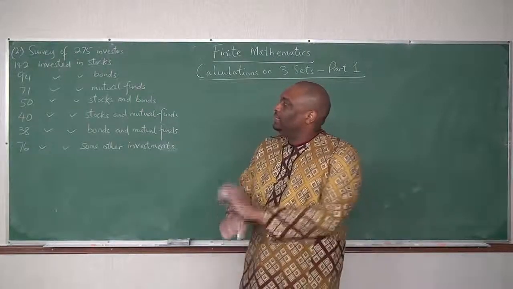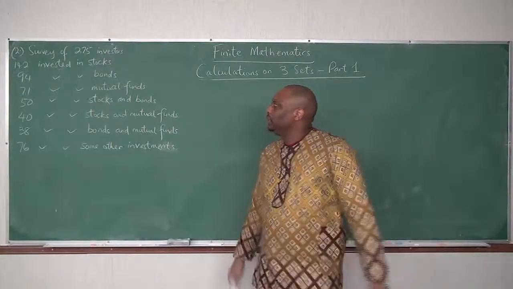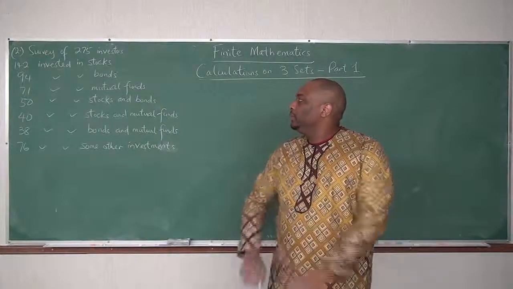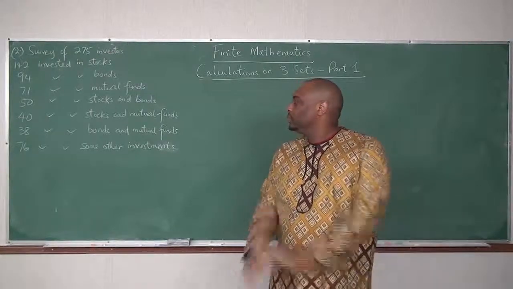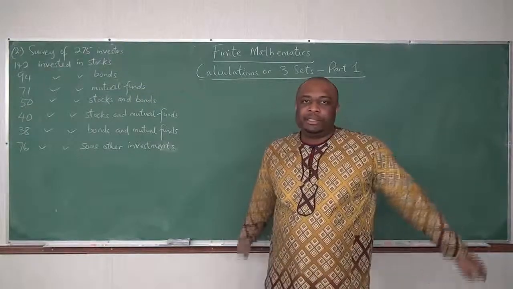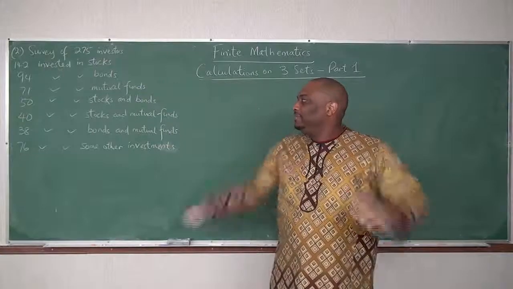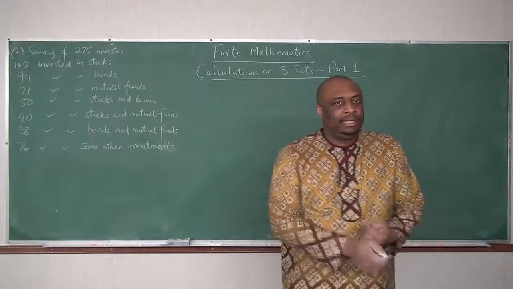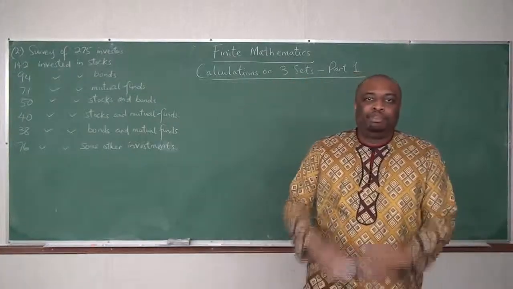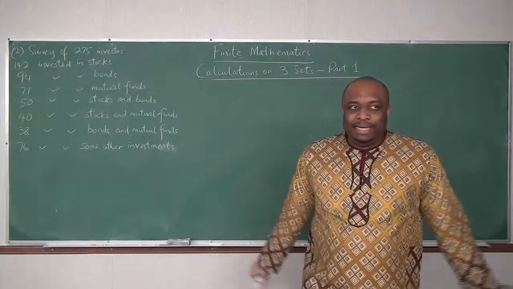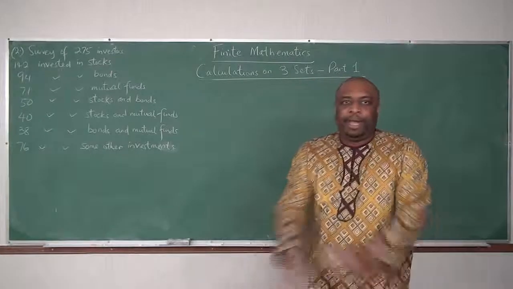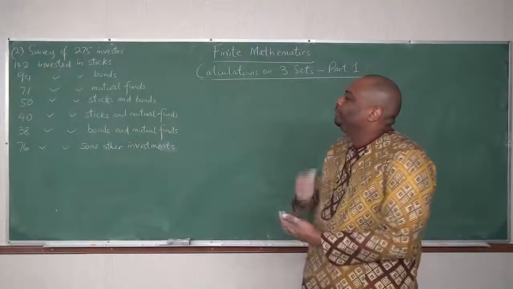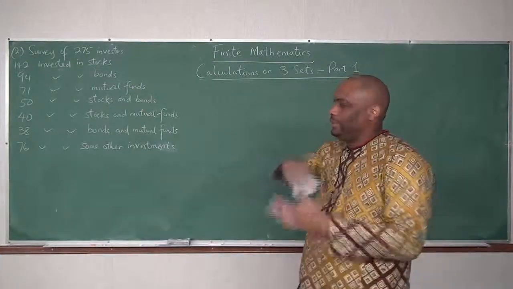Now, 142 invested in stocks, 94 invested in bonds, 71 invested in mutual funds, 50 invested in stocks and bonds, 40 invested in stocks and mutual funds, 38 invested in bonds and mutual funds, 76 invested in some other investments. Those 76 did not invest in stocks, bonds, or mutual funds, but did some other investments like Roth IRA, traditional IRA, and the rest. I didn't write the question, so let's just find all questions.